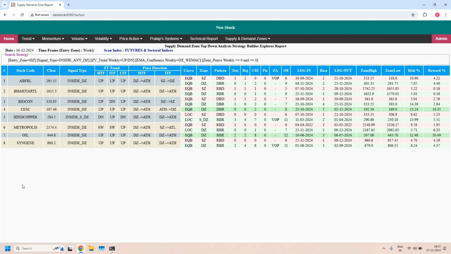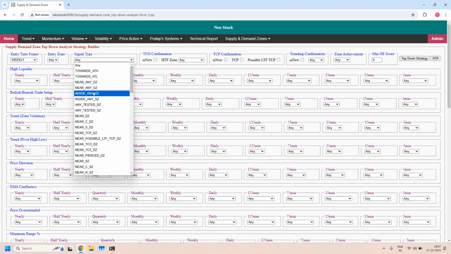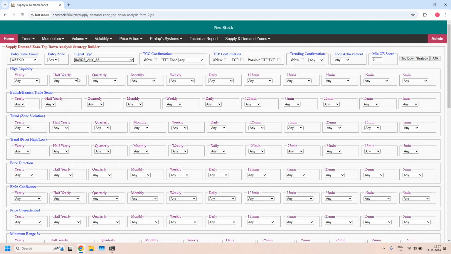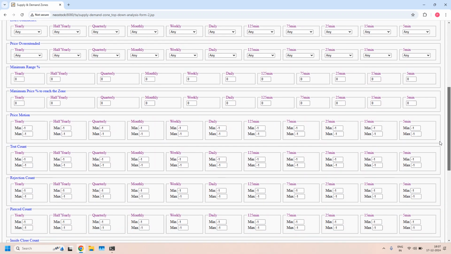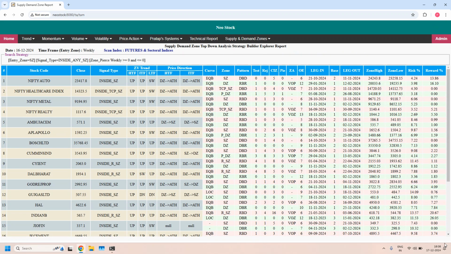Next report for weekly time frame. Price closed inside weekly supply zone, and these weekly supply zones should not be pierced. So in the pierced count at weekly time frame, minimum value 0, maximum value 0. That means weekly supply zone is not pierced. We got good number of stocks. First 15 stocks in the list. I am scrolling the list down.